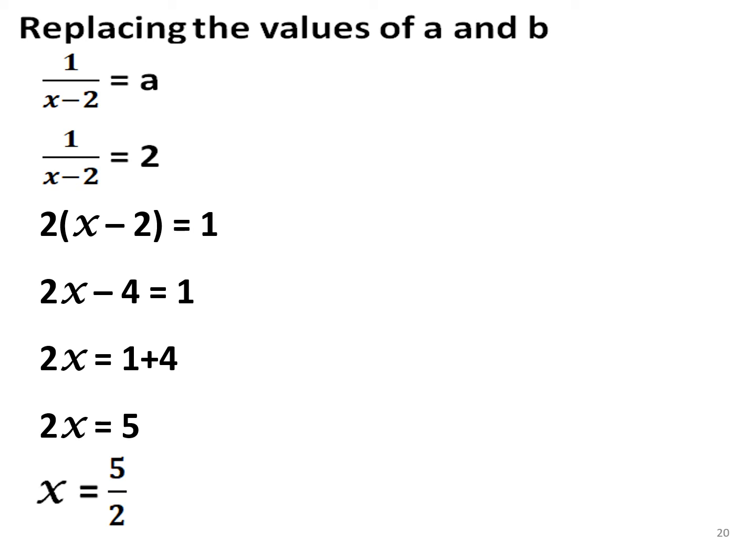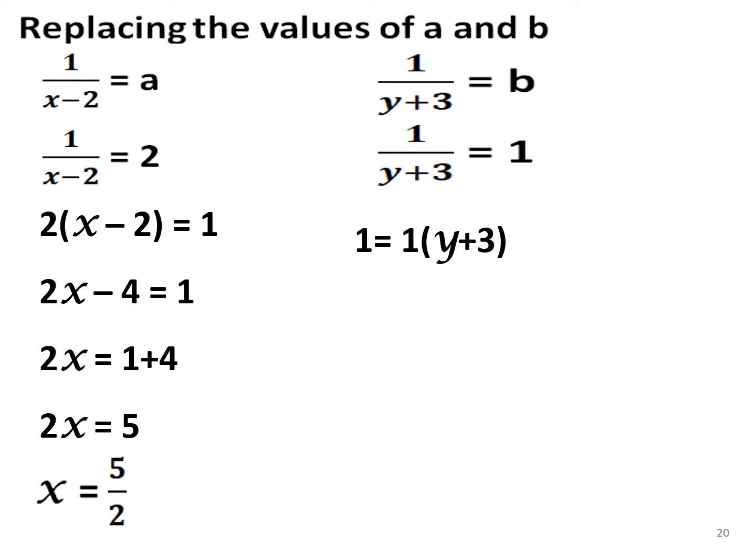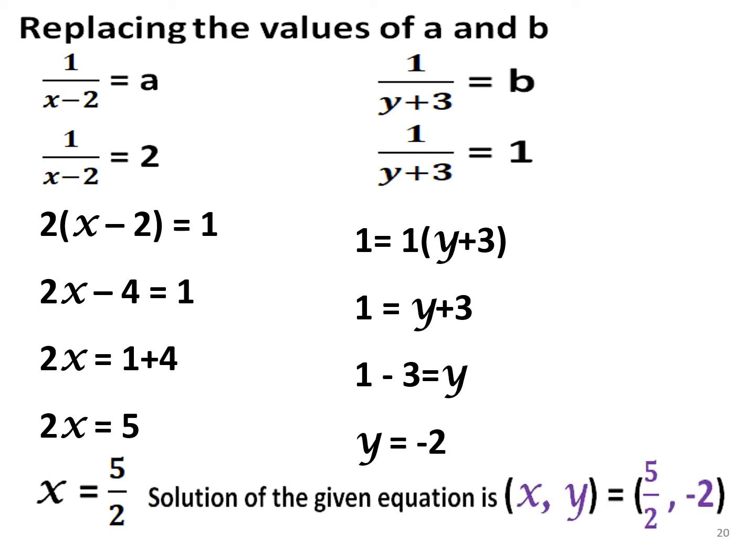Now we shall substitute the value for b. 1 upon y plus 3 is equal to b. Therefore, 1 upon y plus 3 is equal to 1. On cross multiplying, 1 is equal to 1 into y plus 3. 1 is equal to y plus 3. 1 minus 3 is equal to y, and therefore y is equal to minus 2. So the solution for the given equation is x comma y is 5 upon 2 comma minus 2.